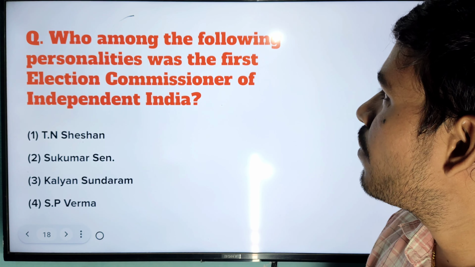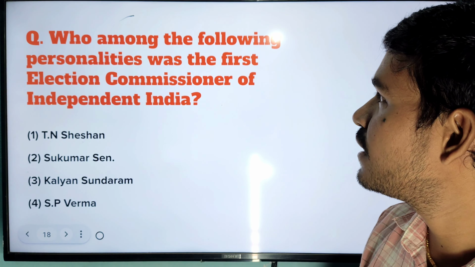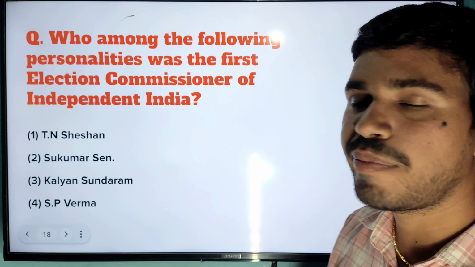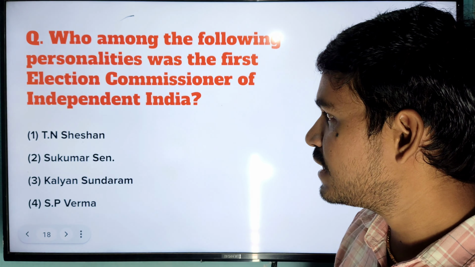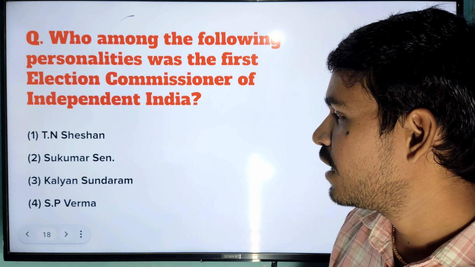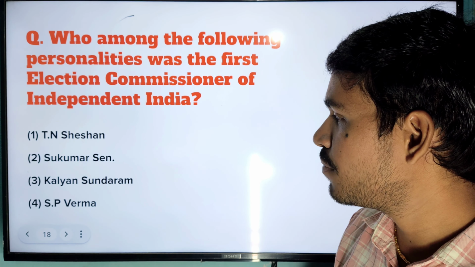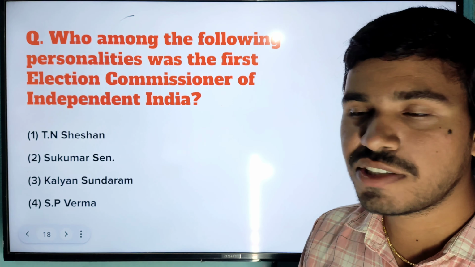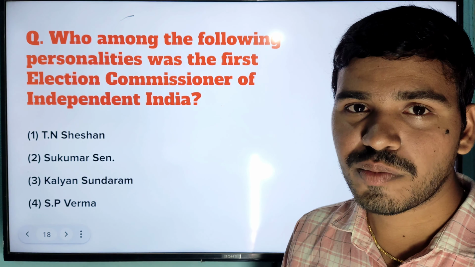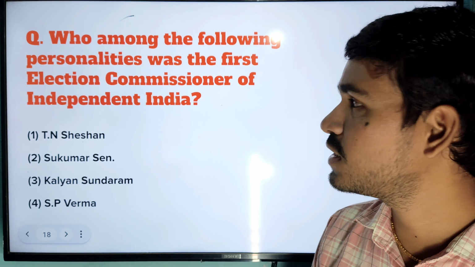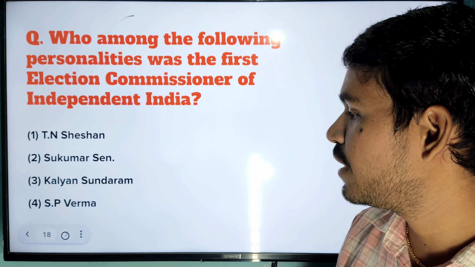Next question, who among the following personalities was the first election commissioner of independent India? T.N. Seshan, Sukumar Sen, Kalyan Sundaram, S.P. Verma. Answer to this one is Sukumar Sen. Sukumar Sen was the first election commissioner for independent India.